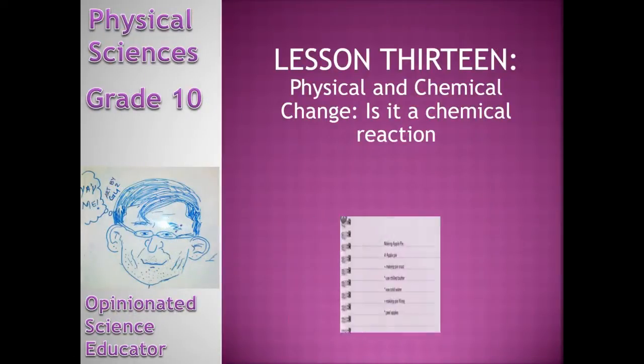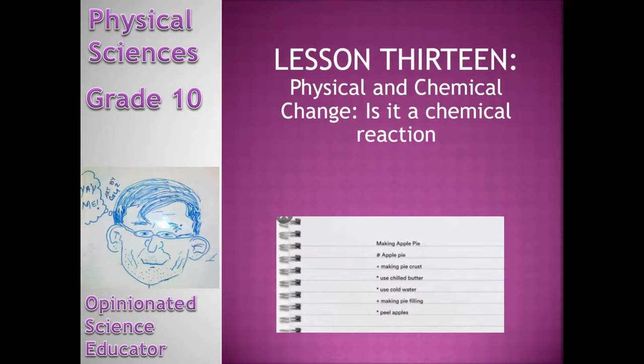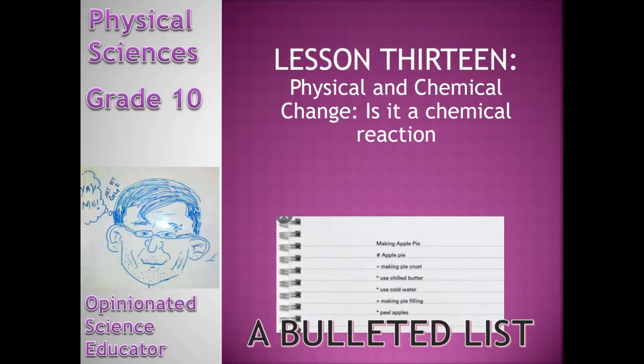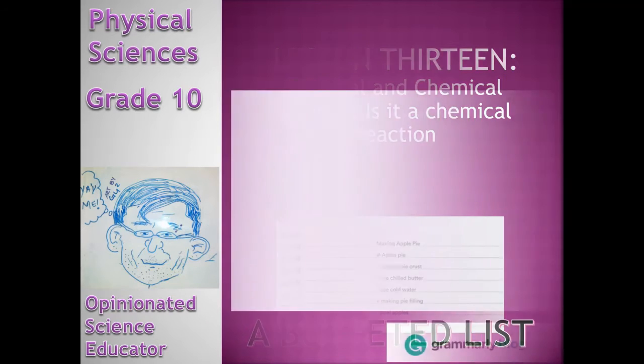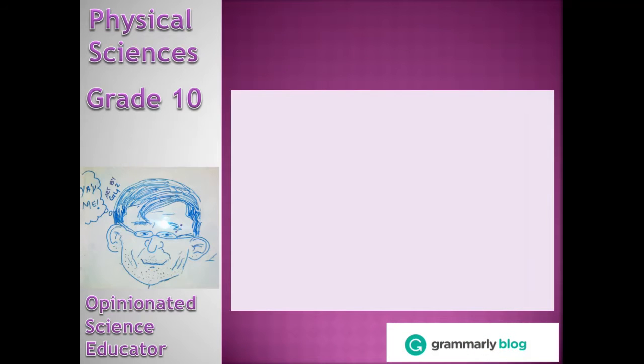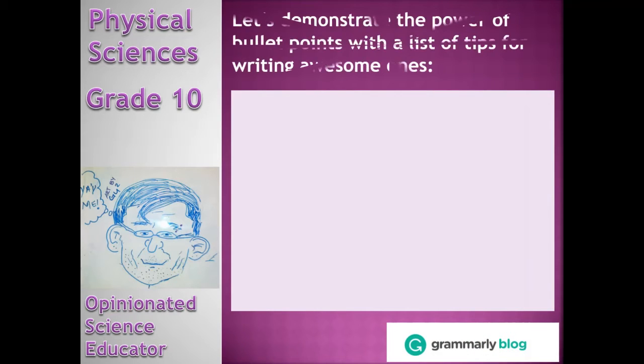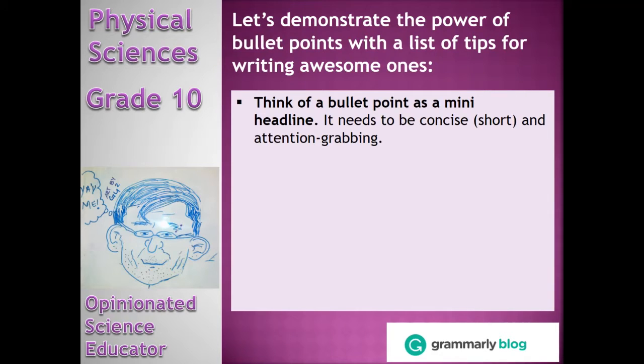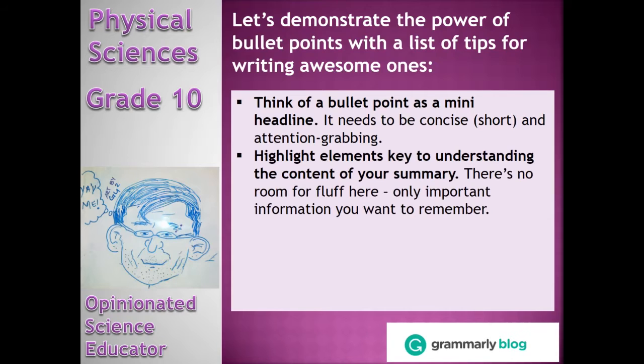Now, I just want to go through with you how you should be making a bulleted summary. It is not like that shopping list there. That's far too short. This I got from Grammarly's blog. So I'm going to demonstrate the power of bulleted points with a list of tips for writing awesome ones. Think of a bullet point as a mini headline. It must be concise, in other words, short and attention grabbing.